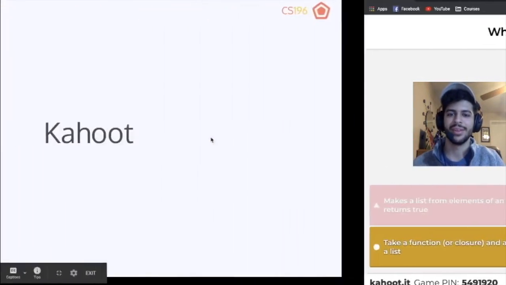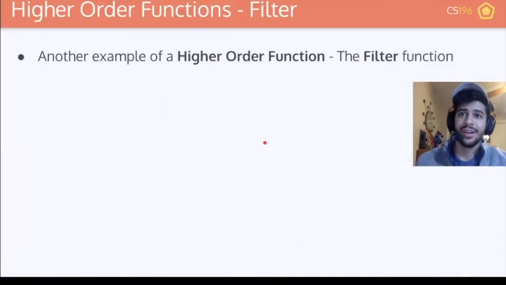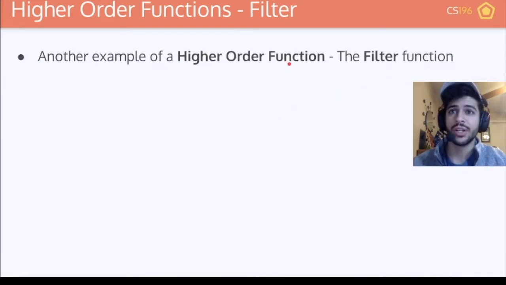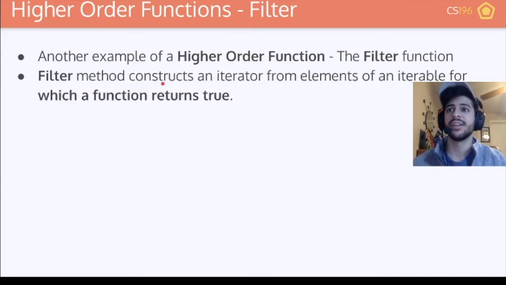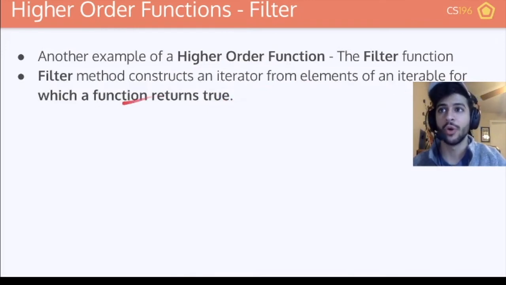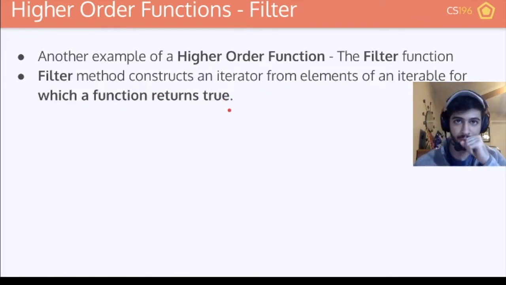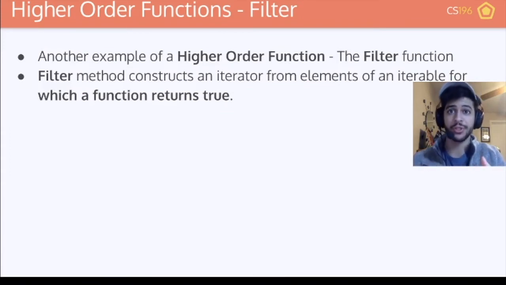So let's continue. We went over the mapping higher order function. Let's talk about the filter function. So the filter higher order function is a bit different from map. What this does instead is it will make an iterator from elements of an iterable for which a function returns true. So, in other words, with the filter function, we can literally filter out things in a list or a data structure. We can set up a criteria for what we want out of that data structure using these closures. And I'll show you what I mean by that.